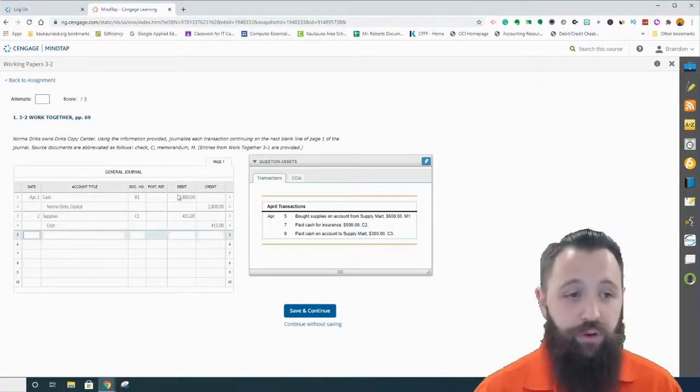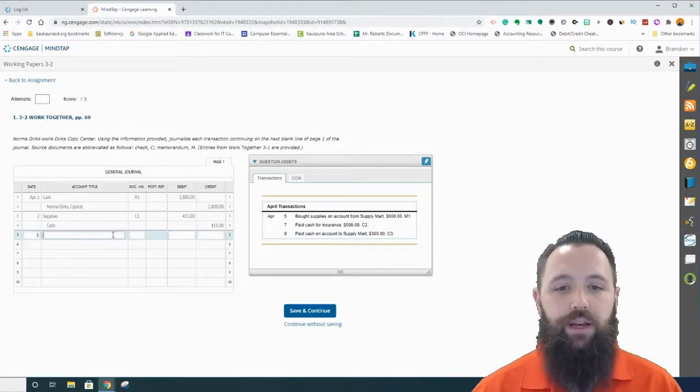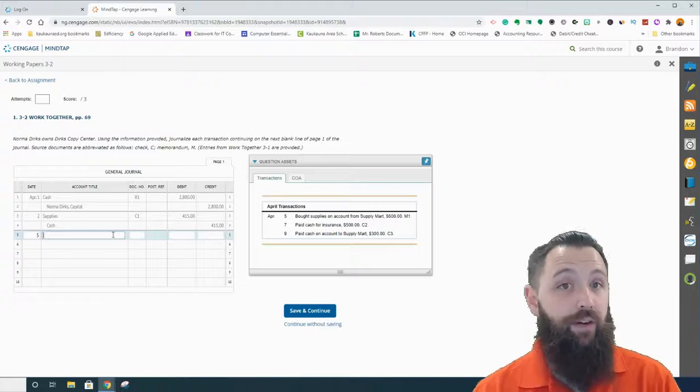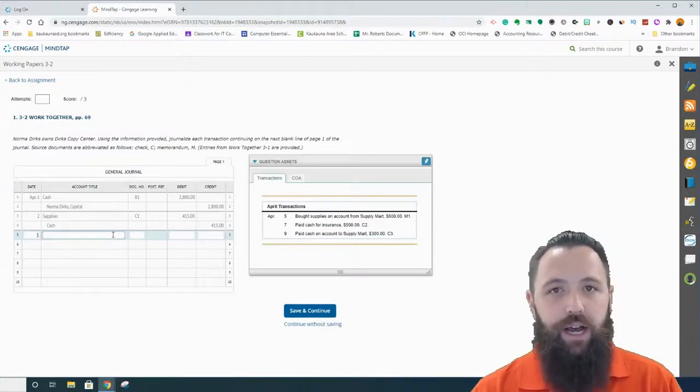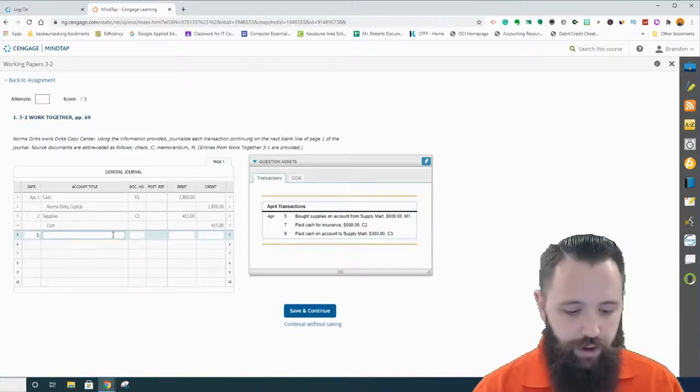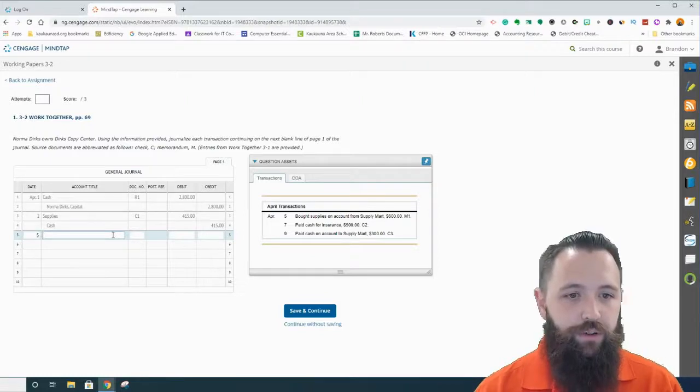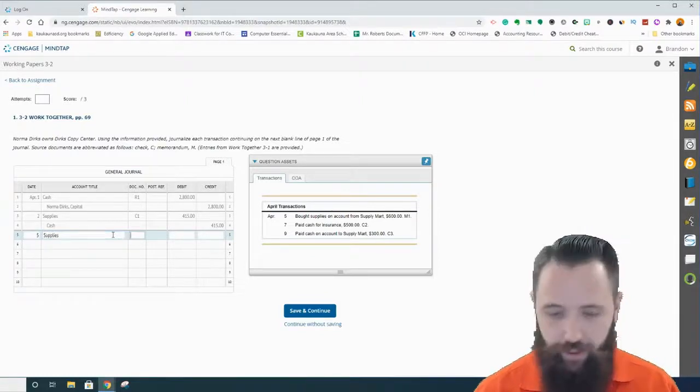First thing I do is I'm going to put in my date. It's going to be April 5th. Next, I look and I say, okay, what's happening with these accounts? I bought supplies on account from Supply Mart. So I know supplies is going to go up, right? If you have to draw out your T accounts, go ahead and do that. We draw out our T account, we say supplies has to go up here and it increases on the debit side. So I know right away that supplies is going to increase on the debit side.